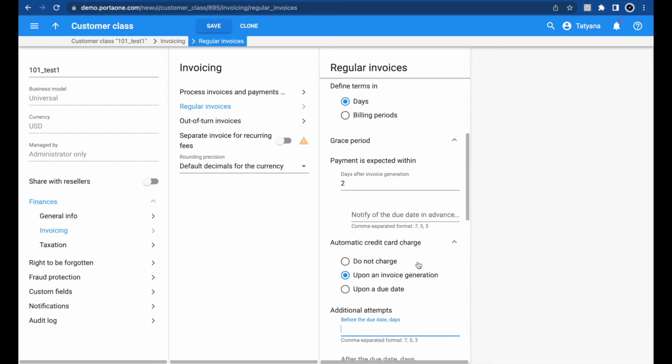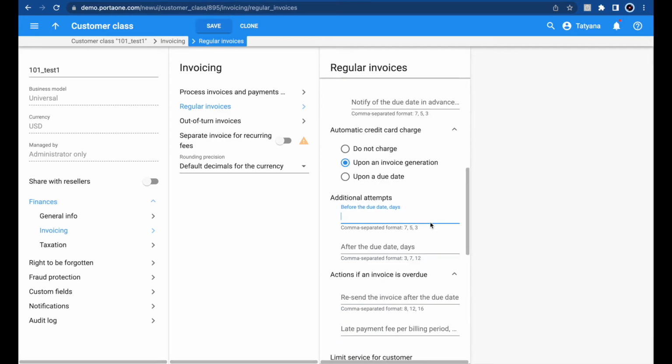Right under Grace Period, we have Automatic Credit Card Charge Settings. We're going to choose upon an invoice generation. There are additional attempts possible before the due date and after the due date. If the credit card was rejected, we want to make an additional attempt 3 and 5 days after the due date. Of course, if the charge is successful 3 days after the due date, there will be no other charge 5 days after the due date.